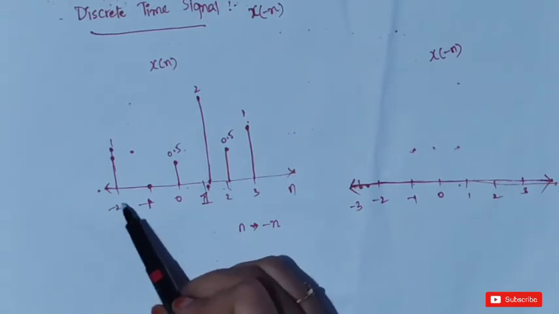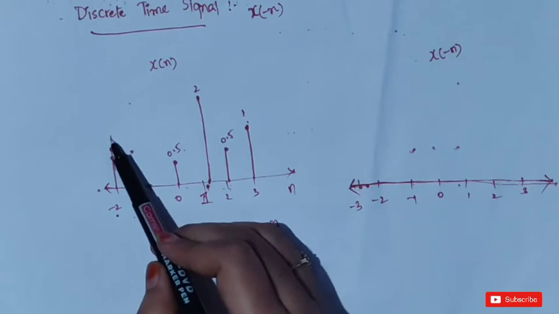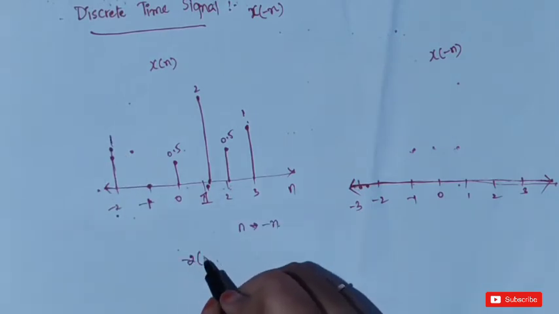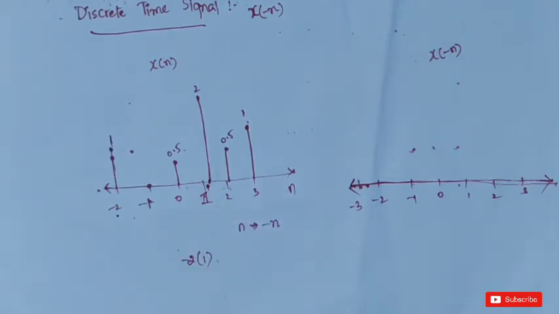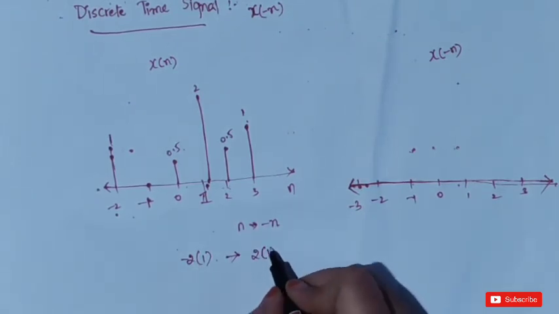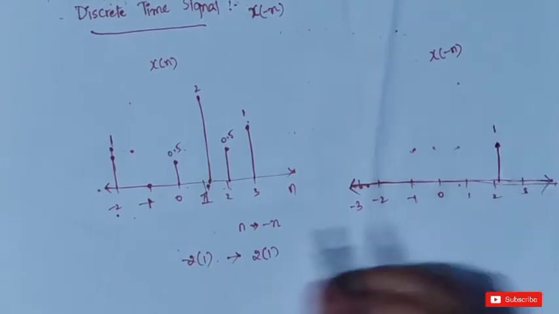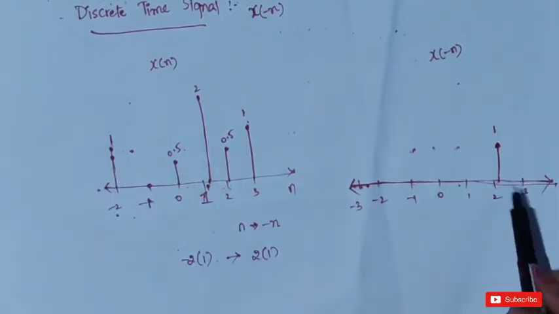So what is the amplitude value at minus 2 in x of n signal? 1. So at minus 2 its amplitude is 1. So how does it change in x of minus n? At 2 its amplitude value is 1. This is the change. Here this minus 2 becomes 2.